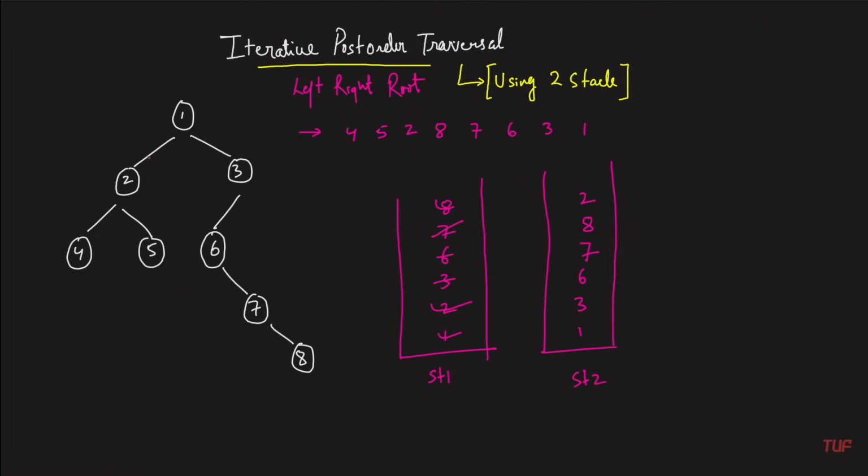Now you'll again look: does the 2 have a left? Yes. Does the 2 have a right? Yes. Put them in. Next, you'll again come back, take the stack top and put it into your stack 2. Does 5 have a left? No. Does 5 have a right? No. Next, again come back, you get a 4.